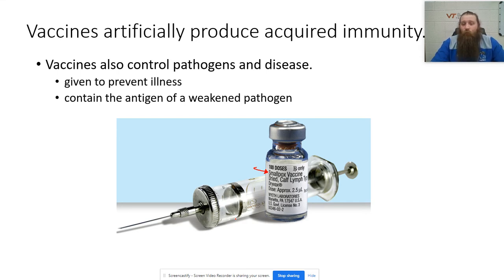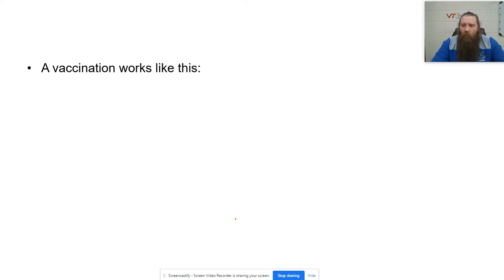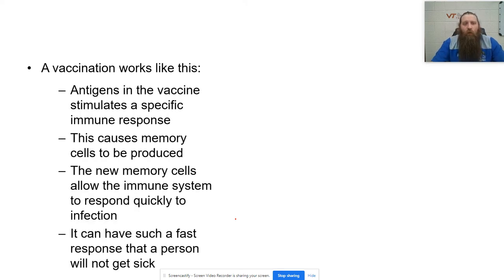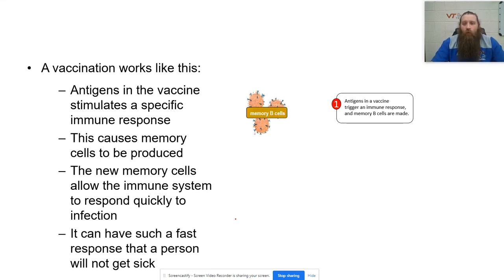Now, it has made a little bit of a comeback, but luckily, I think there were 10 cases of smallpox in the States in the last probably like 20 years. But luckily, we've been able to treat those. Now, here's how a vaccine works. There are antigens in the vaccine that stimulate the specific immune response that we just talked about in your body. This is going to cause your memory B cells, okay, to get ready to go.